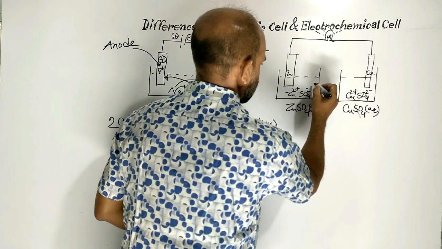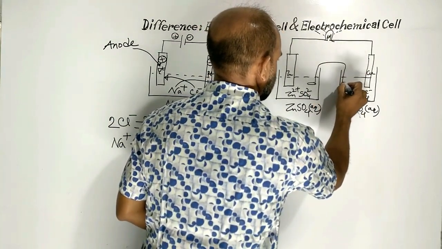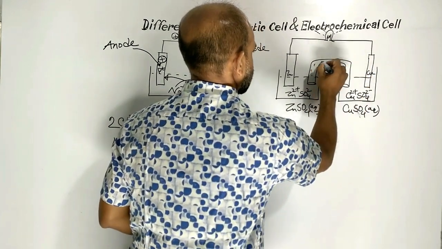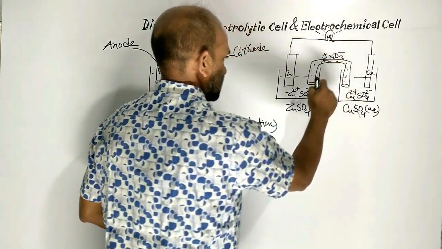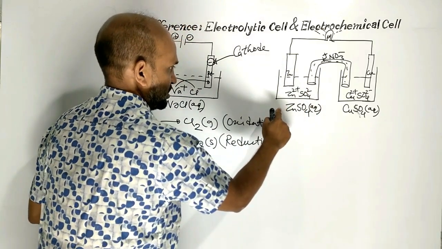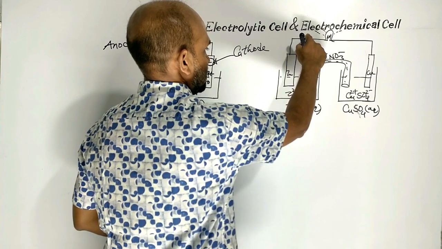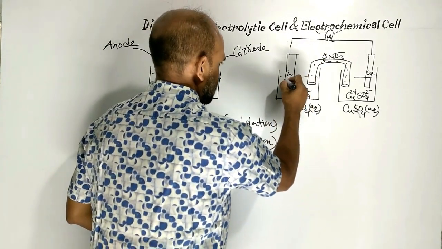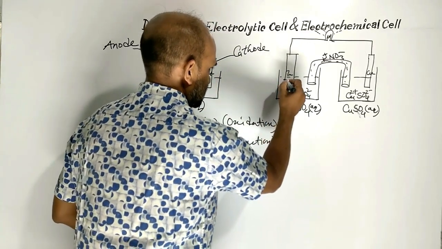And here, a salt bridge is set here to prevent liquid junction potential. This is a kind of Daniell cell. Daniell cell is an example of electrochemical cell. Here, what are the reactions? The reactions that occur spontaneously.